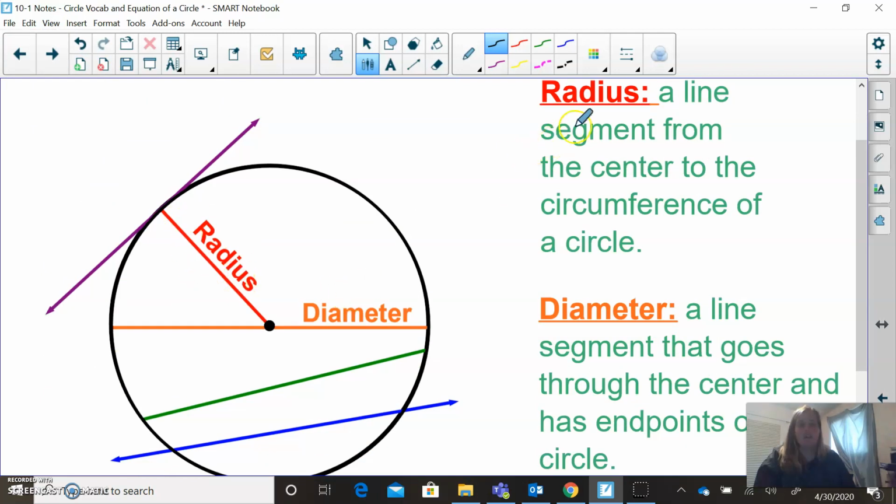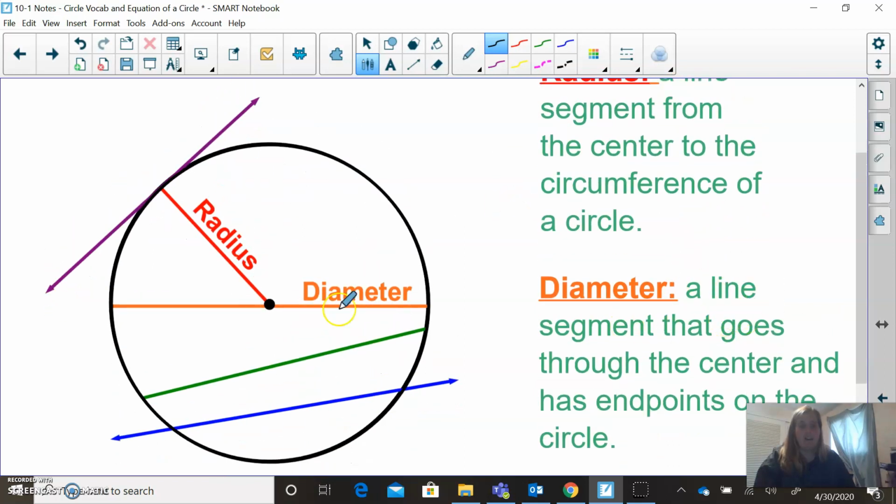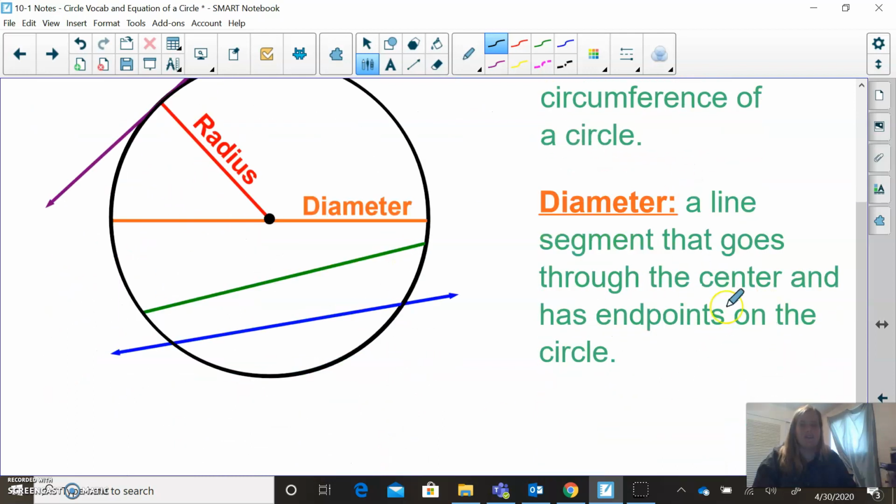The radius. A radius is a line segment from the center to the circumference. A diameter is a line segment that goes through the center and has endpoints on the circle, so it goes through the entire center. A radius is half of the diameter. So here you go, if you need to pause the video, there's the definition for radius and the definition for diameter. Pause the video if you need to.